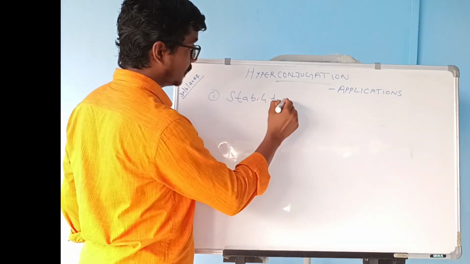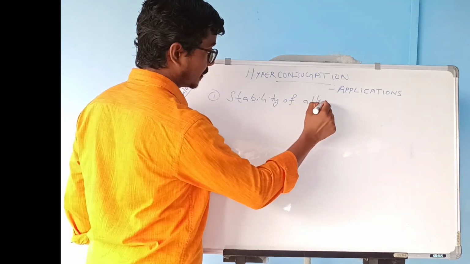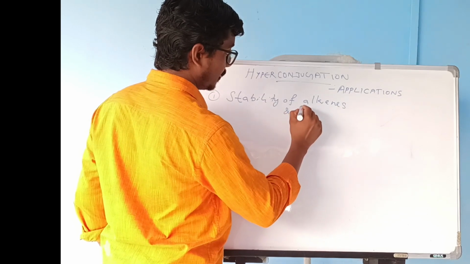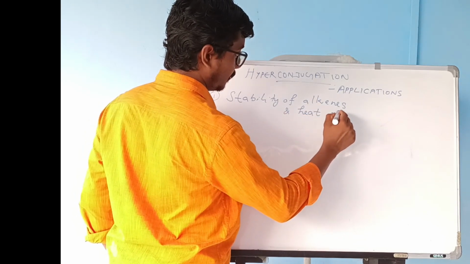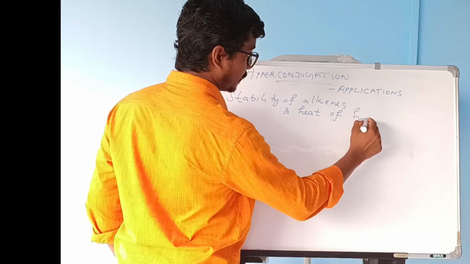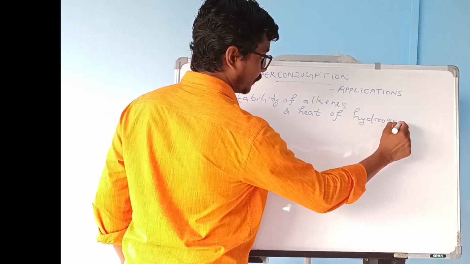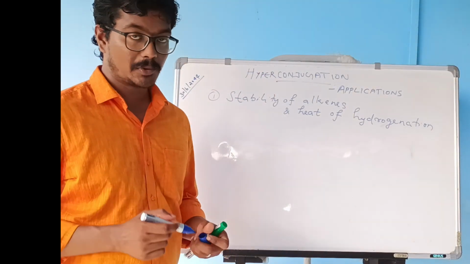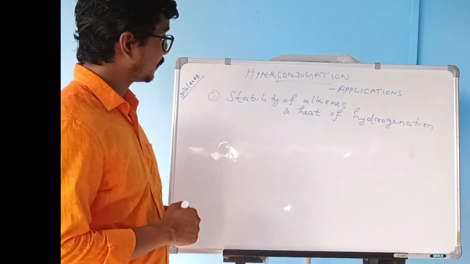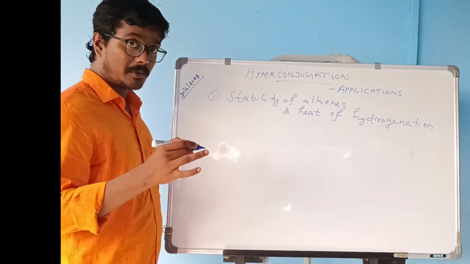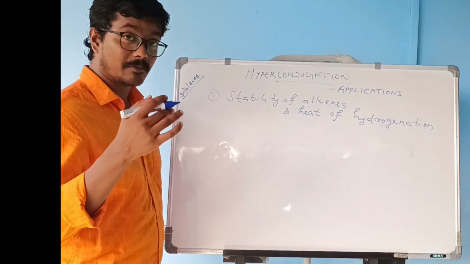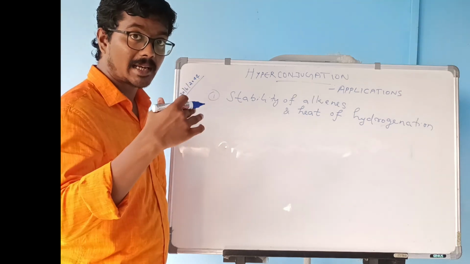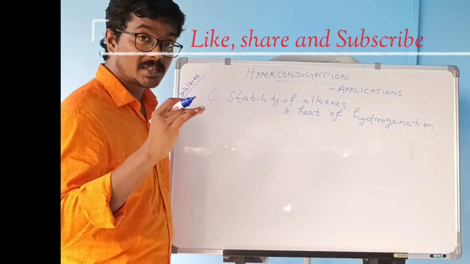Stability of alkenes and heat of hydrogenation. Enthalpy of hydrogenation, or heat of hydrogenation. I will explain in detail. So, as you all know, when an alpha carbon with an alpha hydrogen is present along with a double bond, an alkene, hyperconjugation is possible.